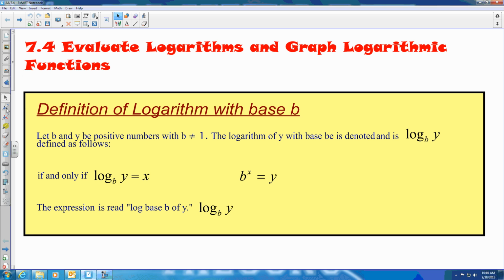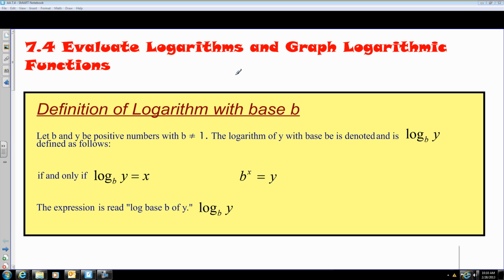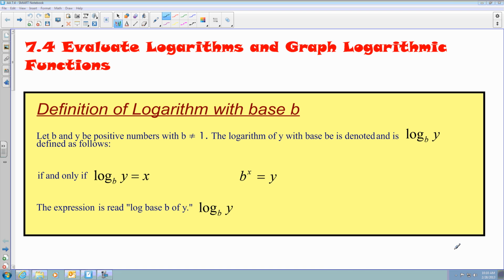Okay, we're in section 7.4 where we're going to evaluate logarithms and also be able to graph logarithmic functions. Now, the definition of a logarithm is being able to incorporate what is called base b. Base b is a number, and if we let b and y be positive numbers, as long as b does not equal 1, so that means b must be larger than 1, the logarithm of y with base b is denoted as log base b of y.